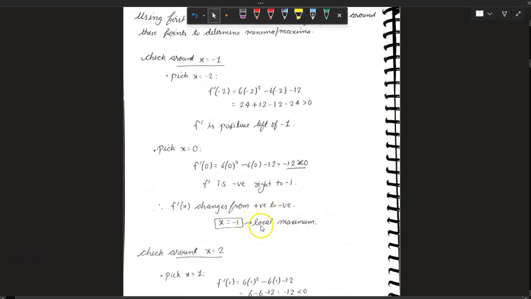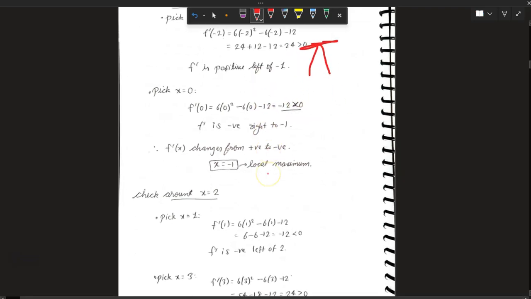Okay, so it's a local maximum. Why? Because it's changing the sign from positive to negative. It is going like positive to negative. See here, it's positive to negative. Okay, so it's a local maximum. So this one is local maximum. Okay, I hope you understand.